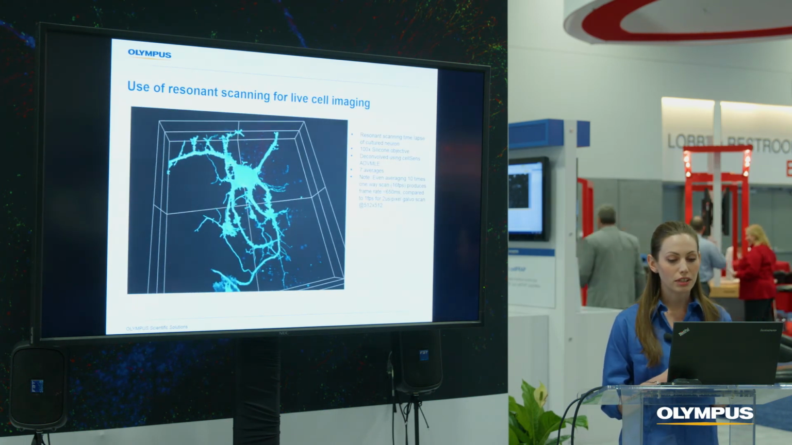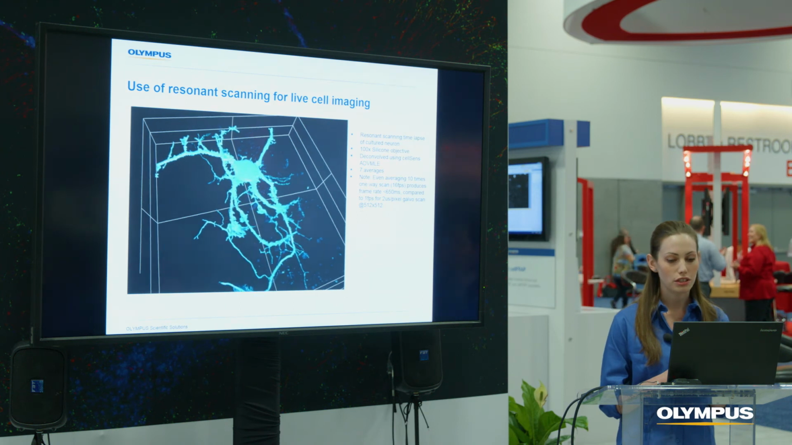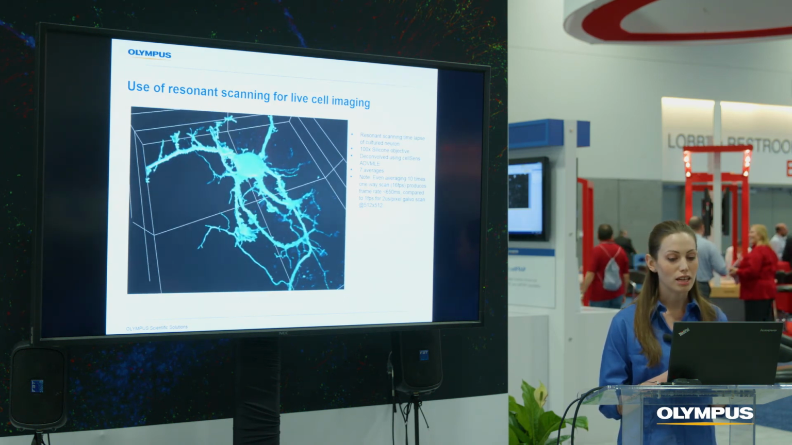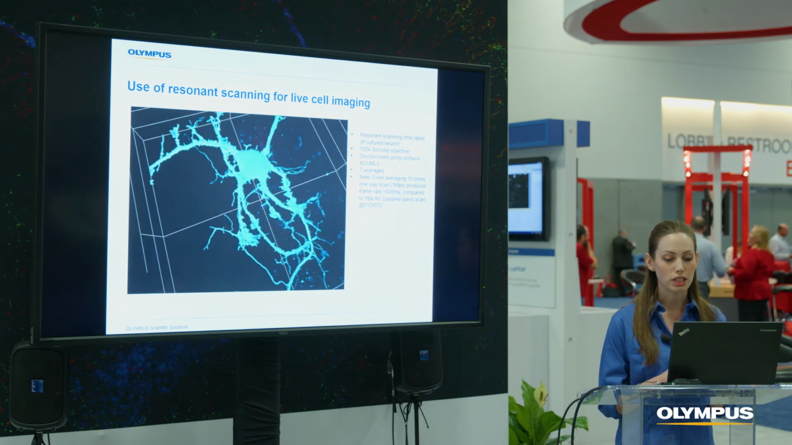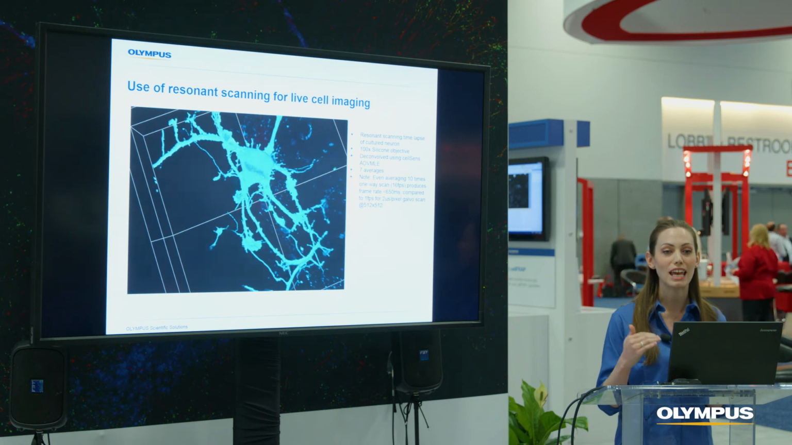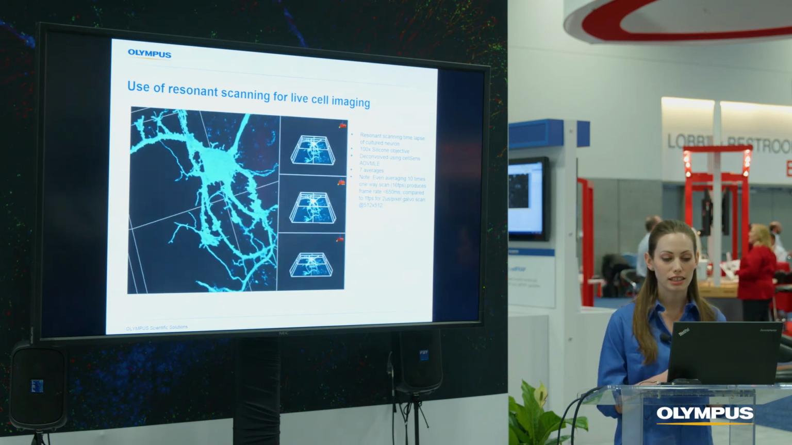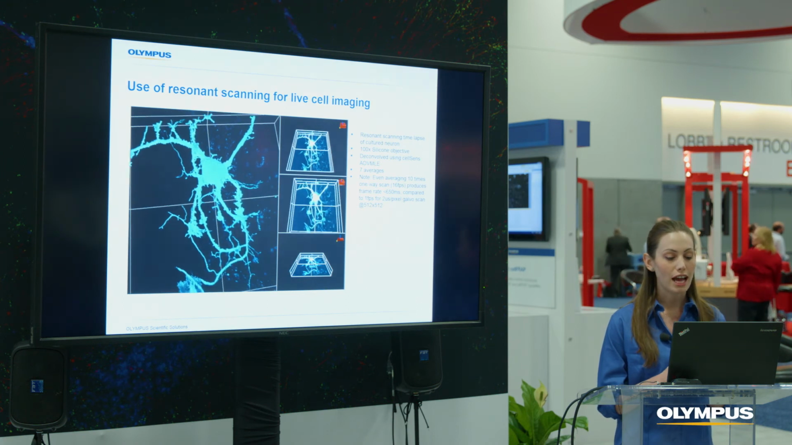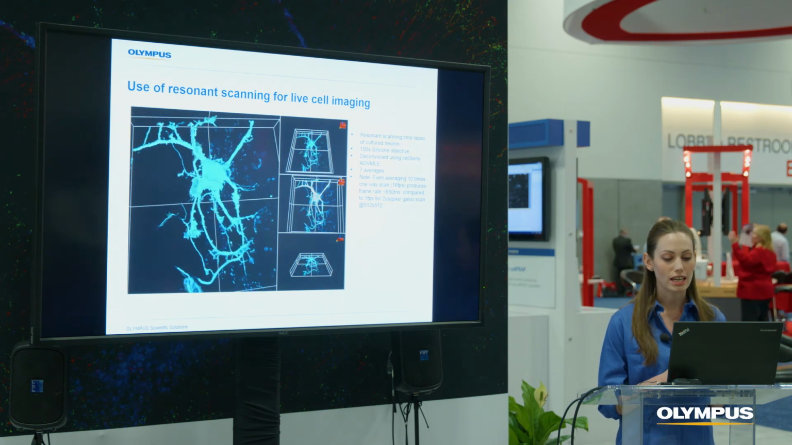So in this example here, what we have is a cultured neuron, and it was captured using resonance scanning time-lapse with a 100x silicone objective. So again, we're matching the refractive index of our sample in order to maintain our resolution in Z. It was deconvolved using cellSens, and this frame was averaged 7 times.